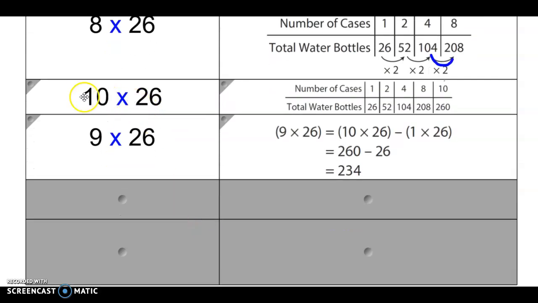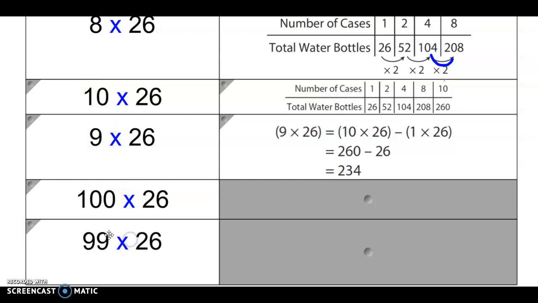Let's move on and try to apply that same strategy between 10 and 9 to 100 times 26 and 99 times 26. Go ahead and try to solve that on your own, applying the same strategies, and check back in for the answer.